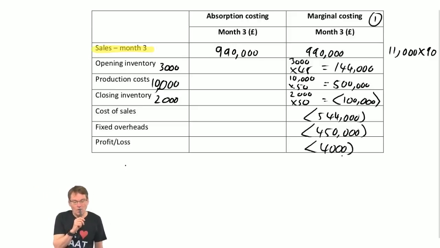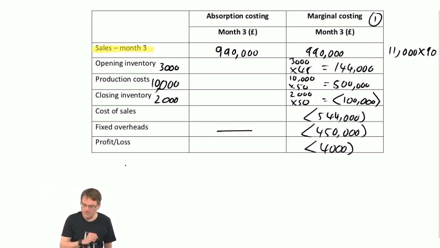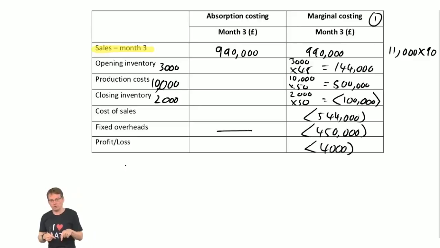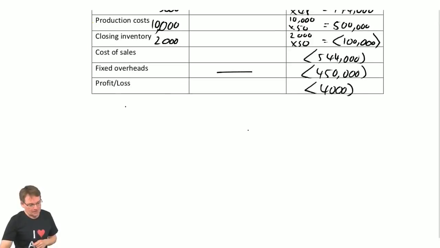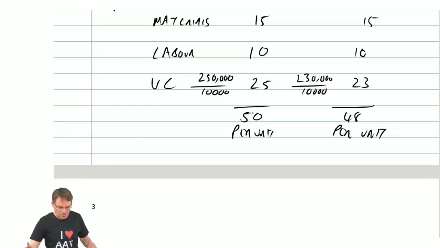Now, for the absorption costing, the first difference is there's no separate fixed overheads row, because we're going to include them for all the units that we've manufactured. So they're going to go into the cost of sales straight away. When we're valuing things with absorption costing, in effect we're saying, I've already included a little bit for fixed overheads, so you don't have to have a separate row for fixed overheads. We're going to add them in as we go along. So we have, this time, our absorption costing.